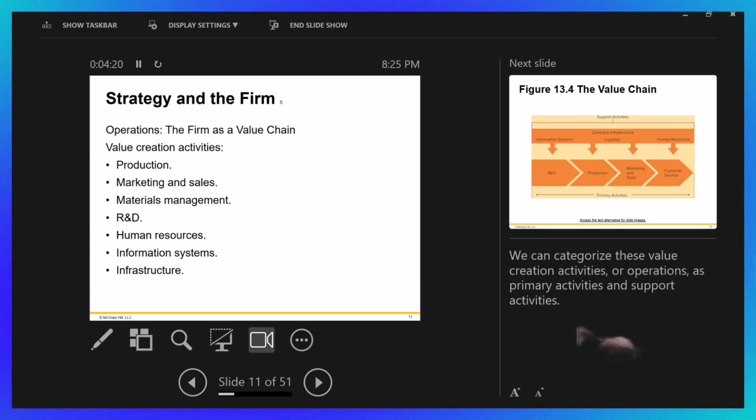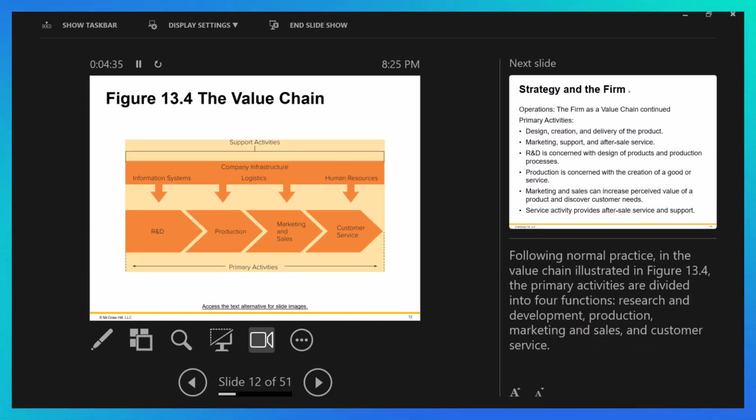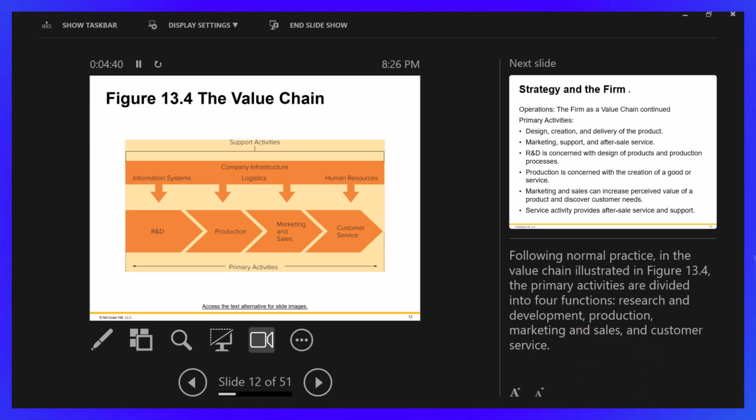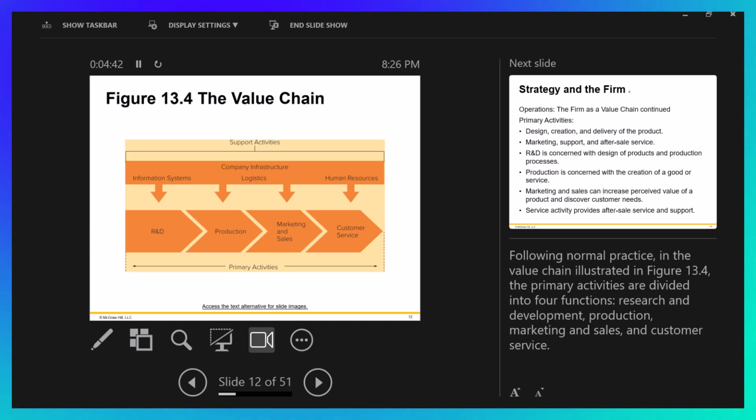Operations, the firm as a value chain. Value creation activities include production, marketing and sales, materials management, research and development, human resources, information systems, and infrastructure. And here's the value chain here. These are all support activities. So the company infrastructure has logistics, human resources, information system. Information systems help with R&D, production, marketing and sales, and customer service. These are the primary. If a company can't do any of these, they can always outsource it to an expert.